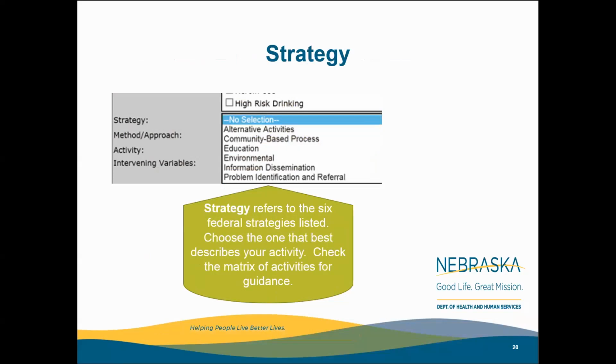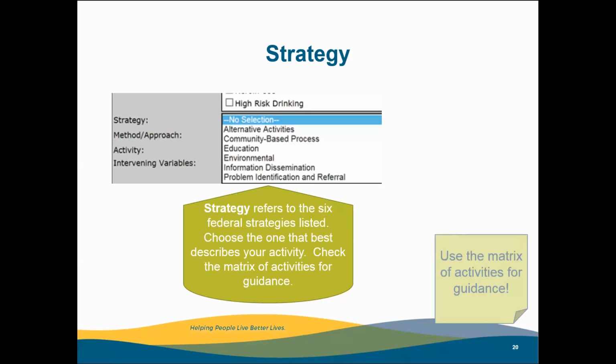For strategy, I mentioned before the 6 federal strategy types. They are here. They are listed on your matrix of activities, and that document will provide you guidance with how to select this. If you are unaware of what the 6 federal strategies are, you can look for more information on the prevention definitions sheet or talk to your regional prevention coordinator.